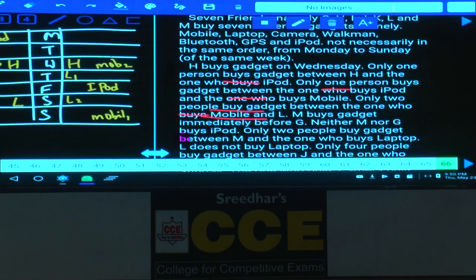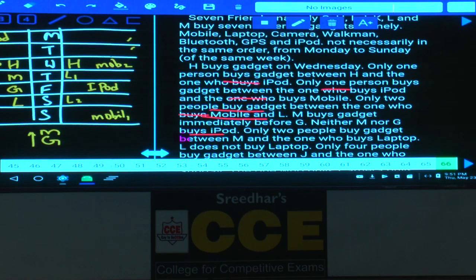M buys gadget immediately before G. Now this M is immediately before G. Neither M nor G buys an iPod. Now in the second case, what is the only possibility we have? M and G must be at this place. And in the first case, M and G can be here, or at the last 2 places as well, isn't it? Now we have 2 possibilities in the second one. Neither M nor G buys iPod.